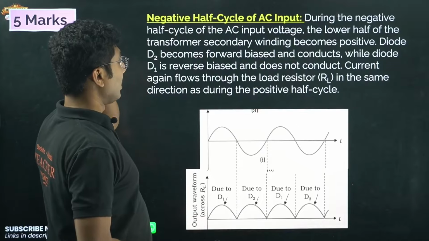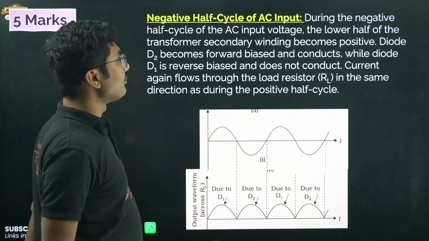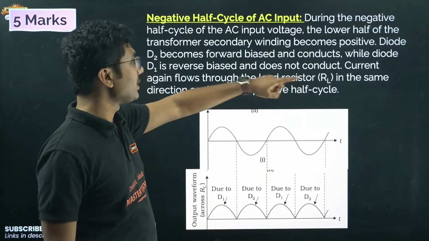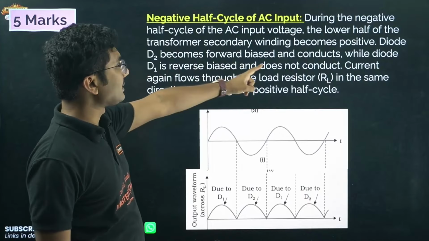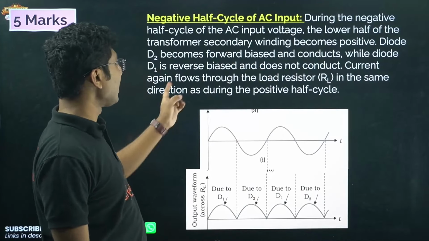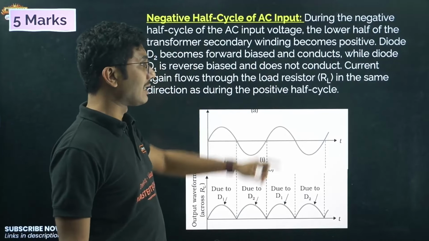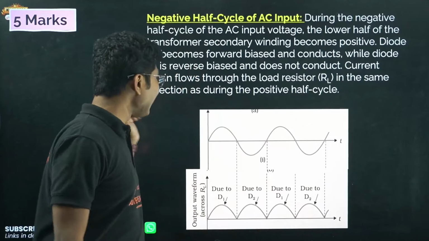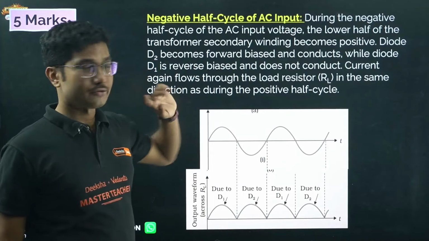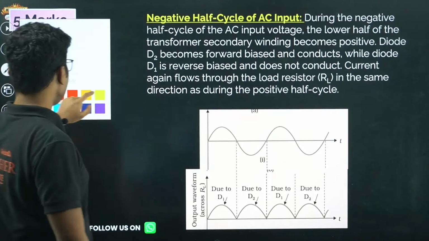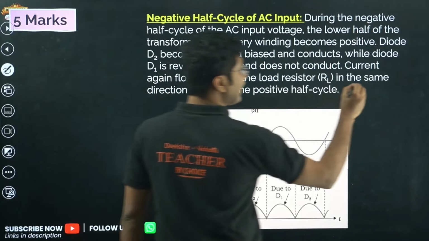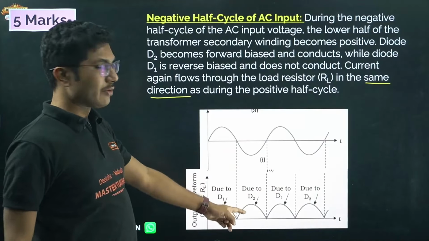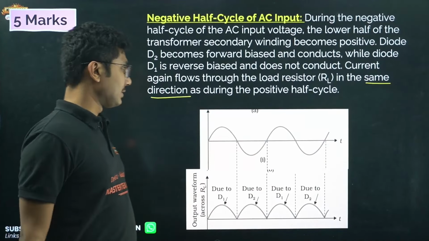During the negative half cycle of the AC input voltage, the lower half of the transformer secondary winding becomes positive. Diode D2 becomes forward biased and conducts, while diode D1 is reverse biased and does not conduct. Current again flows through the load resistor RL in the same direction as during the positive half cycle. This is very, very important to mention: current flowing in the same direction. So the output waveform is given by this.